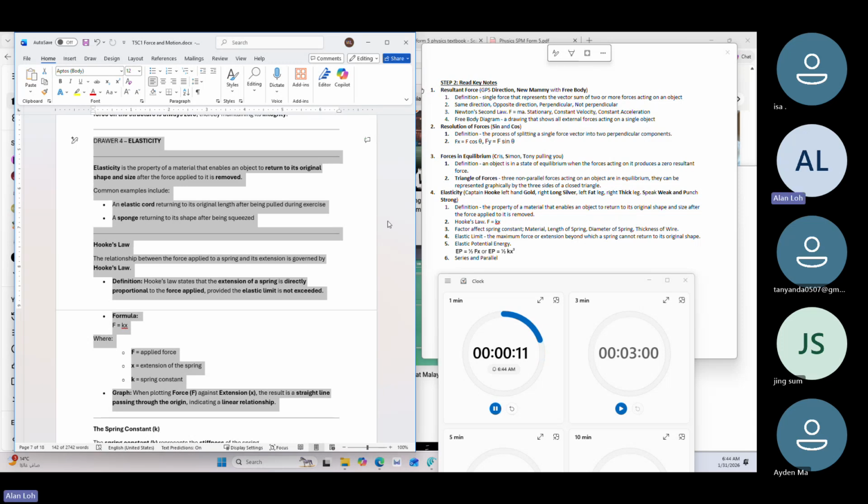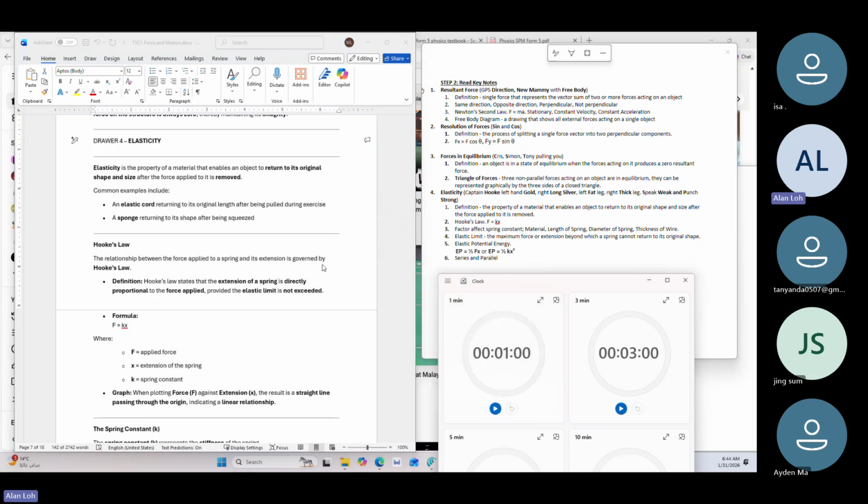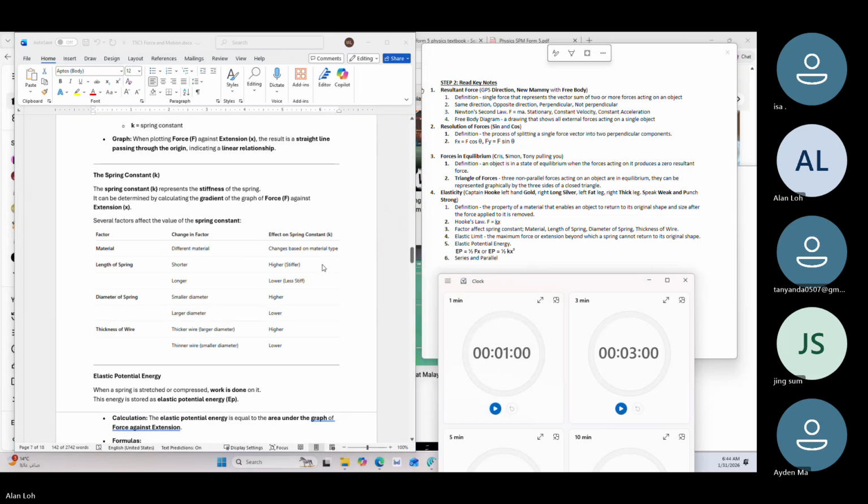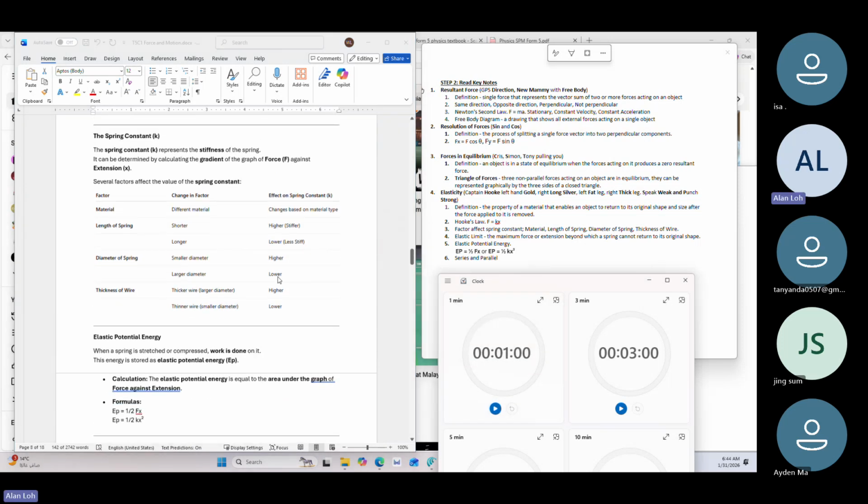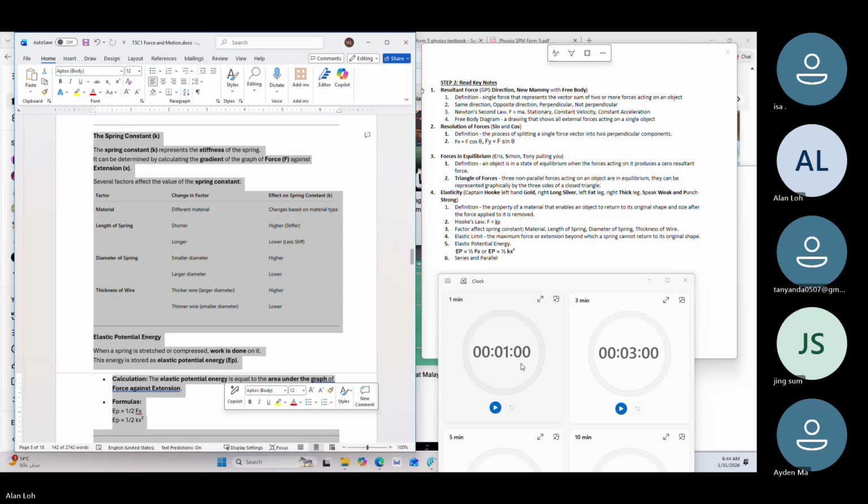Ten more seconds. Okay, let's do spring constant until potential energy. Spring constant until potential energy. Let's start now.